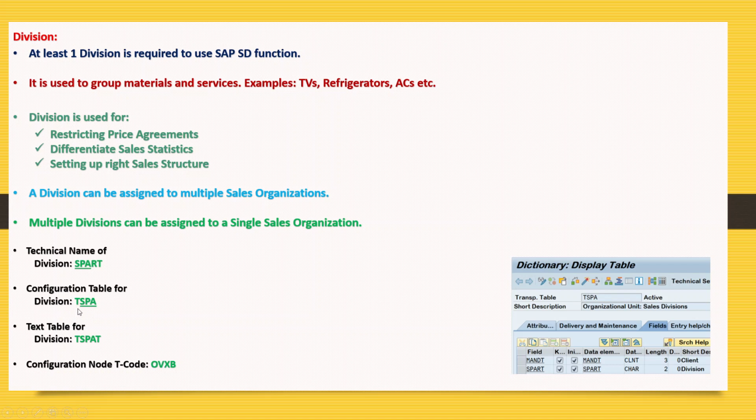The configuration table is TSPA and the text table is TSPAT. If you want to go directly to the configuration node without going through SPRO, enterprise structure, and the relevant nodes, you can directly type the transaction code OVXP, which will take you directly to the configuration node.